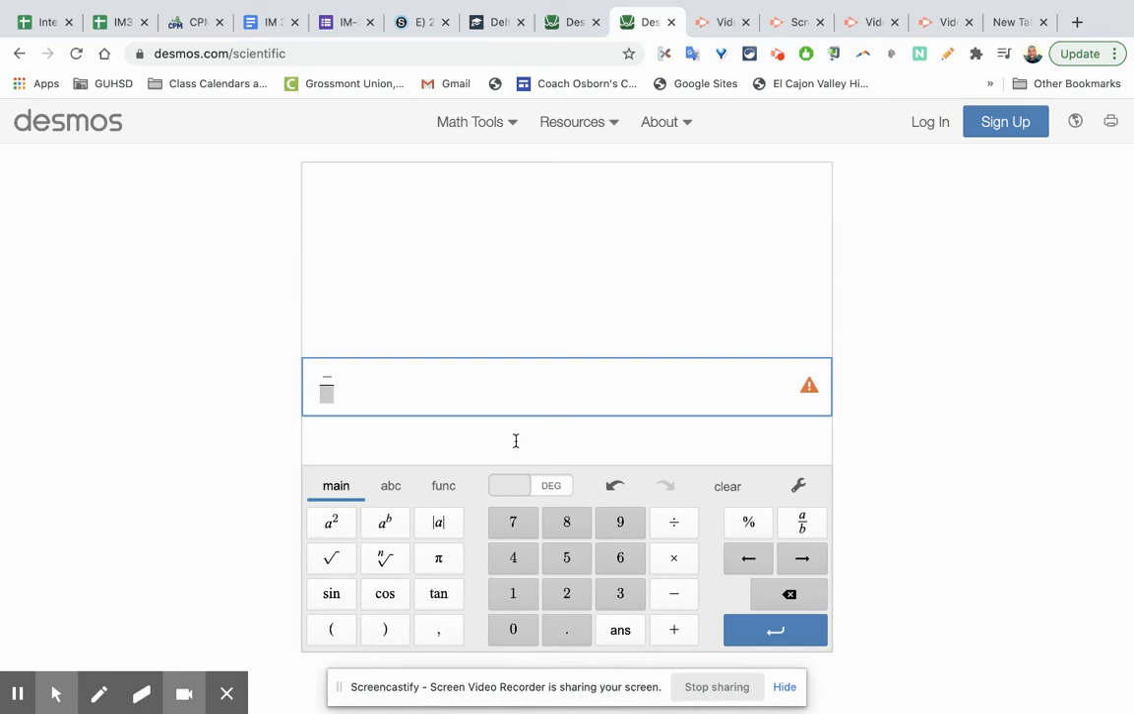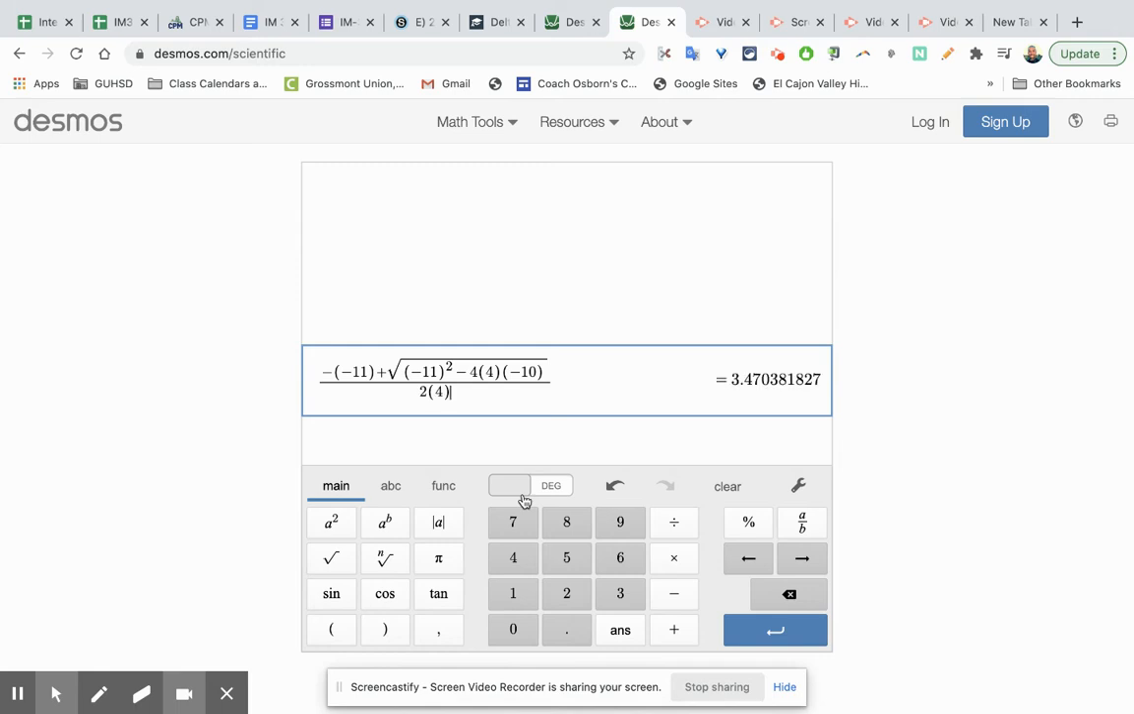I'll do negative times negative 11. And first I'm going to do plus, because remember, you have to do plus and minus. And then square root of negative 11 squared, and then minus 4 times your a, which was 4, and then times negative 10. And on the bottom, I wanted 2 times 4, which you could write a if you want.